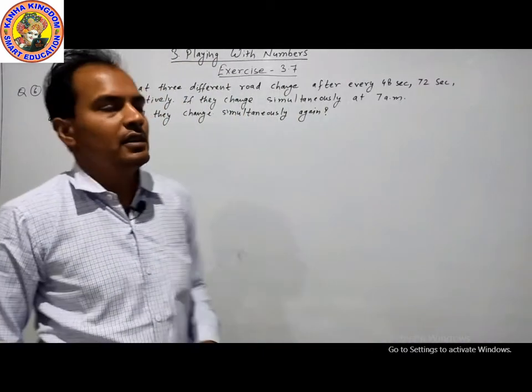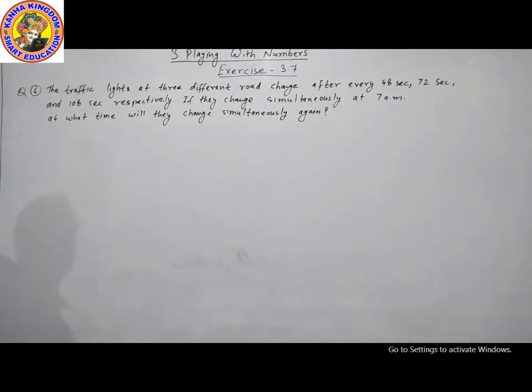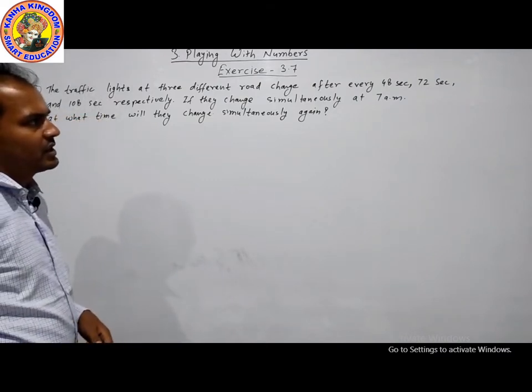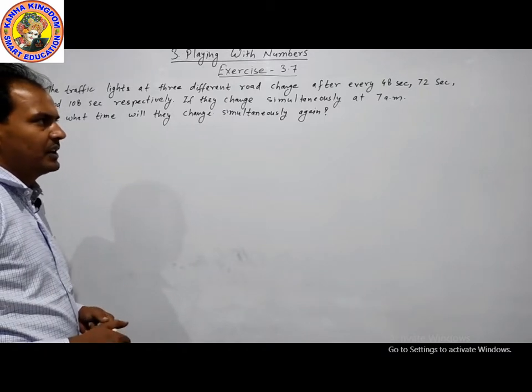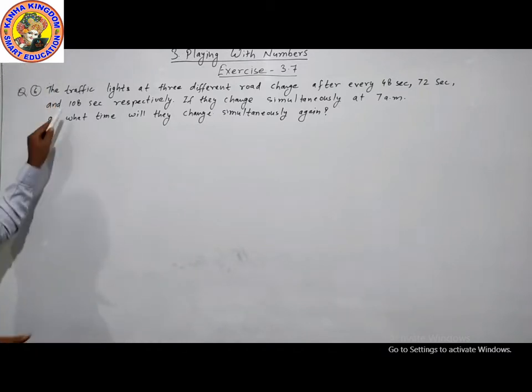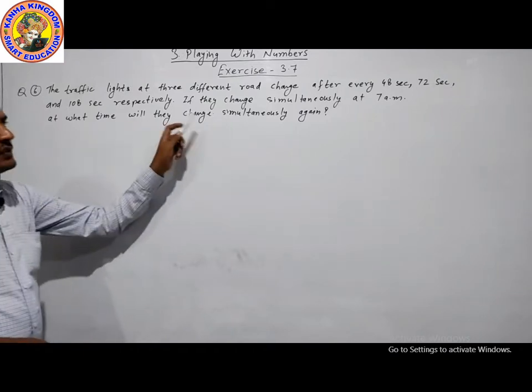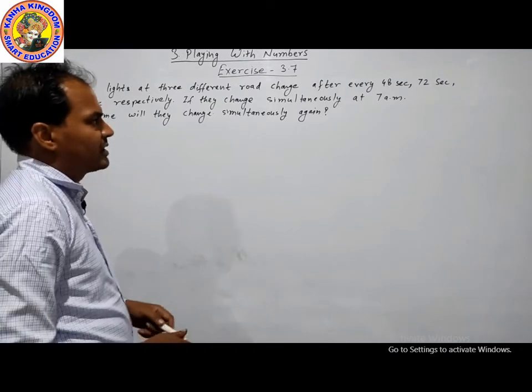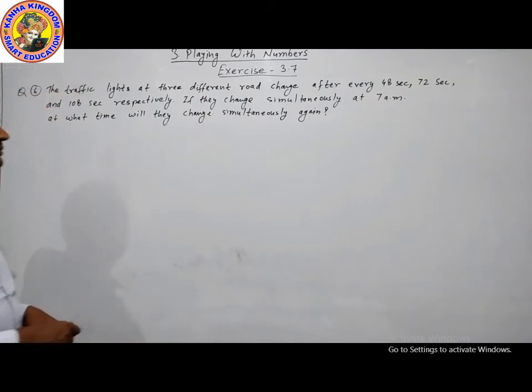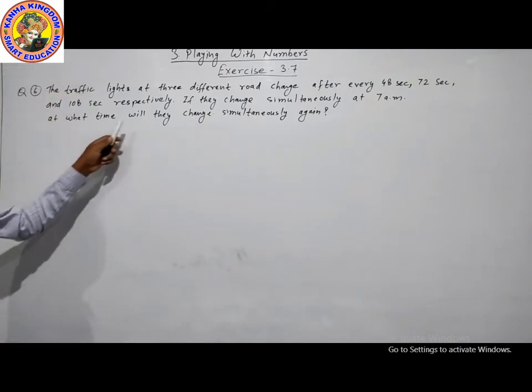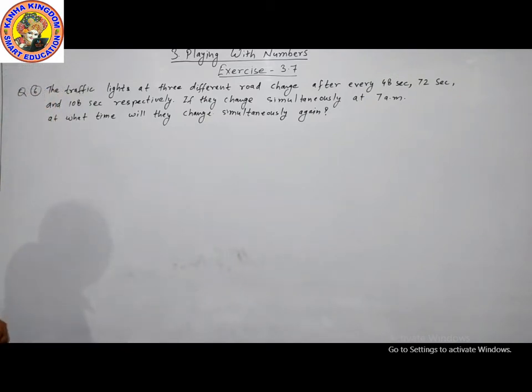Now our next question is question number 6. The traffic lights at 3 different roads change after every 48 seconds, 72 seconds and 108 seconds respectively. If they change simultaneously at 7 am, at what time will they change simultaneously again?